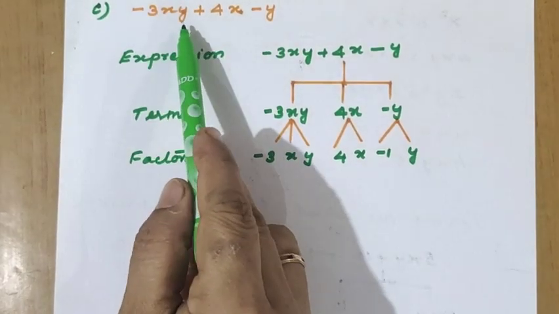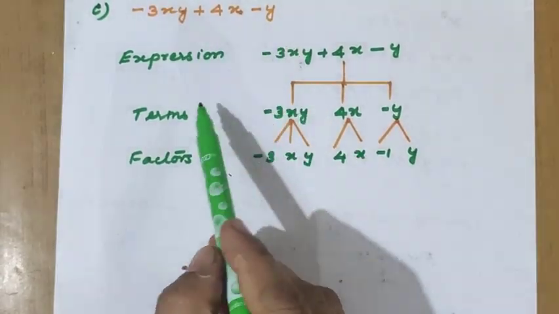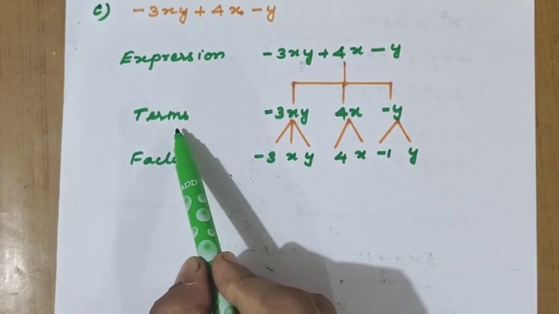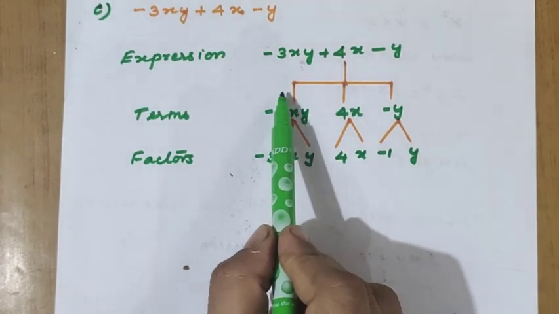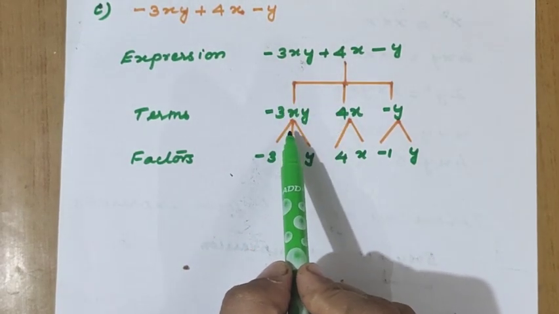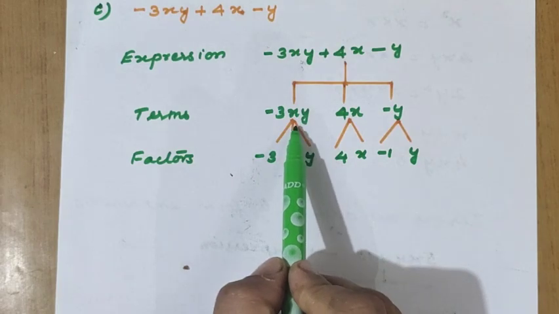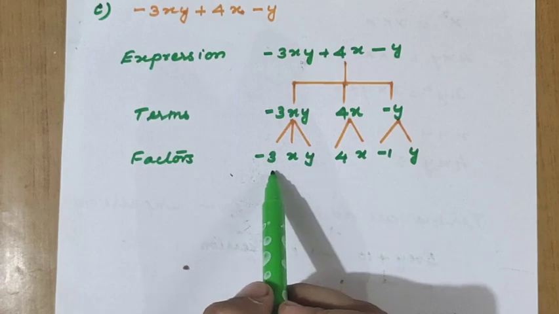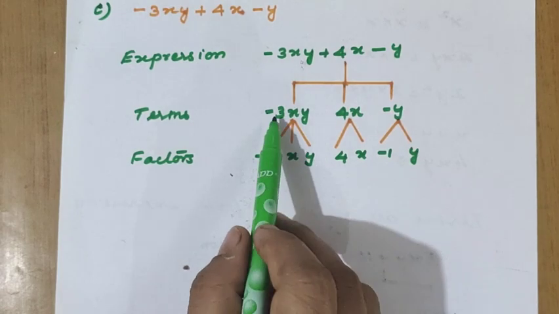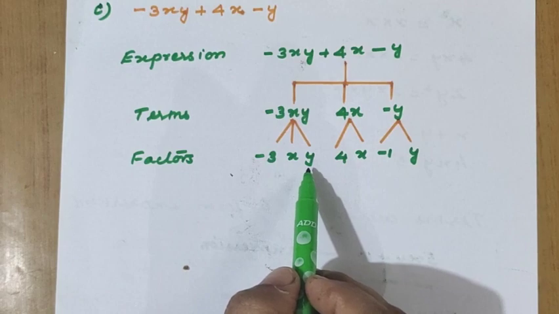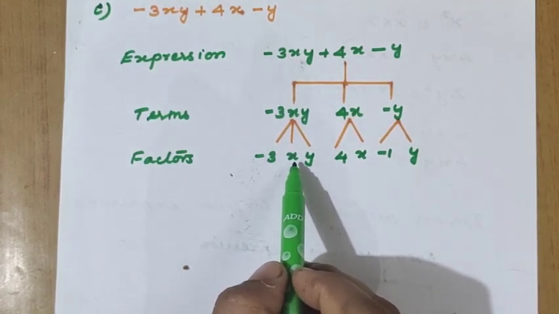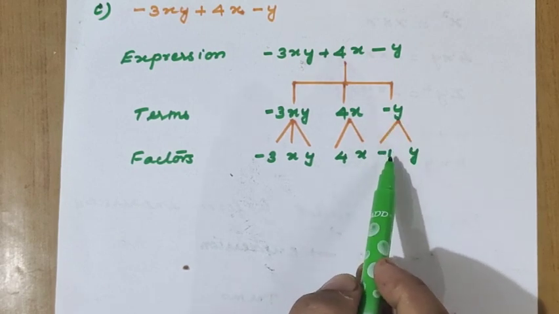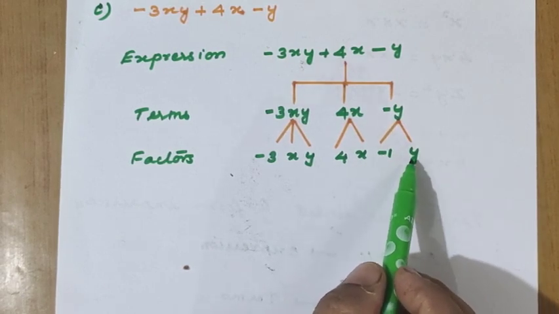Next question, minus 3xy plus 4x minus y. So what is the expression? Minus 3xy plus 4x minus y, no change. What is the next step? Terms. We draw lines because the tree diagram is asked. The first term is minus 3xy, the second term is 4x, then minus y. So what are the terms, what are the factors is the next point. Minus 3 into x into y, right? Minus 3 into x into y. 4x can be written as 4 and x, right? Next, minus y we will write as minus 1 into y.